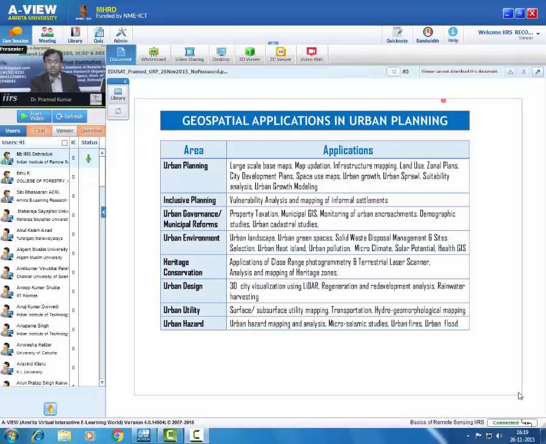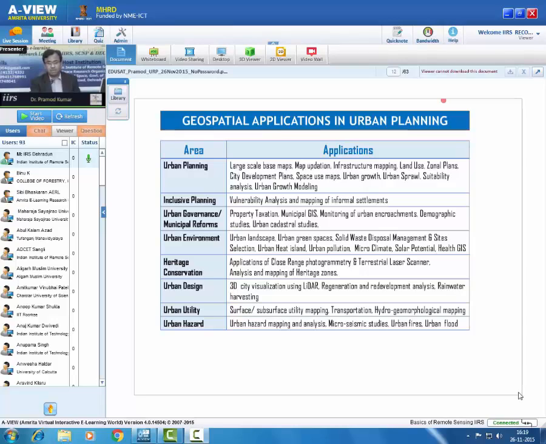When you look at remote sensing, GIS, GPS and other technologies together, let us call it geospatial, their applications are manifold in urban planning. They range across urban planning, inclusive planning, urban governance, urban environment, heritage conservation, urban design, urban utility and urban hazard. Let us take some examples and applications under each field.